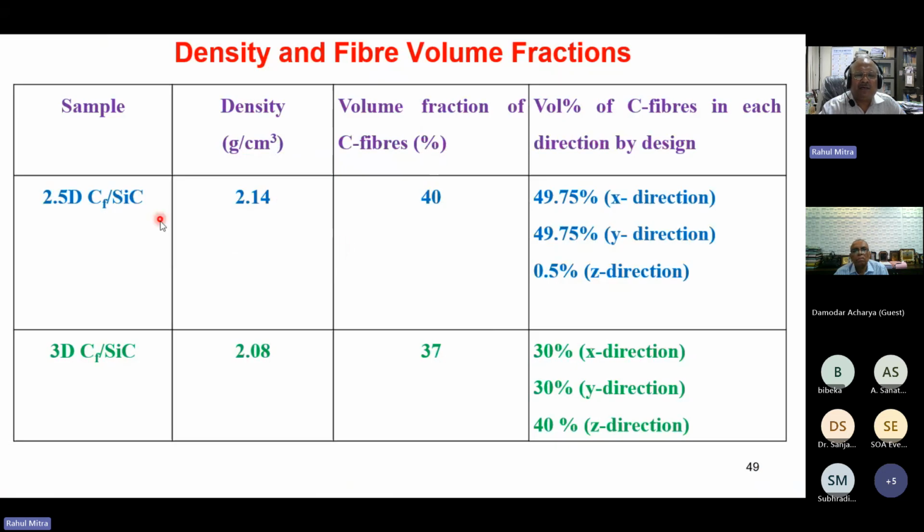So we got composites with density up to 2.14 in the case of 2.5D, and 2.08 for 3D. So 3D composite actually has higher porosity content, but 2.5D has a slightly higher carbon fiber volume fraction. It has close to 50% carbon fiber volume fraction along the X and Y directions, and along the Z direction, that is the stitching direction, only 0.5%. Whereas in 3D, carbon fibers are distributed in all three directions, 30% in X and Y and 40% along the Z direction.